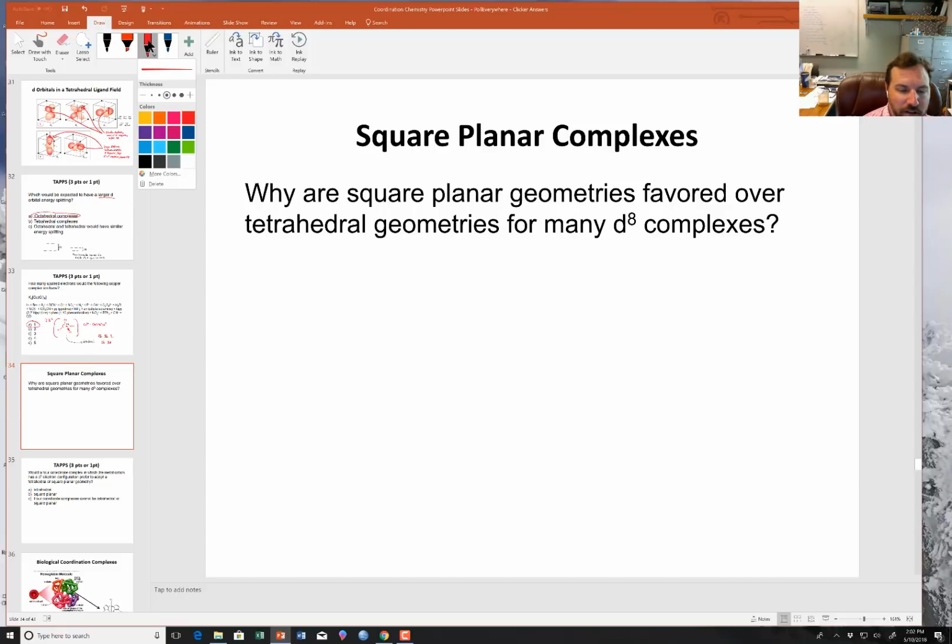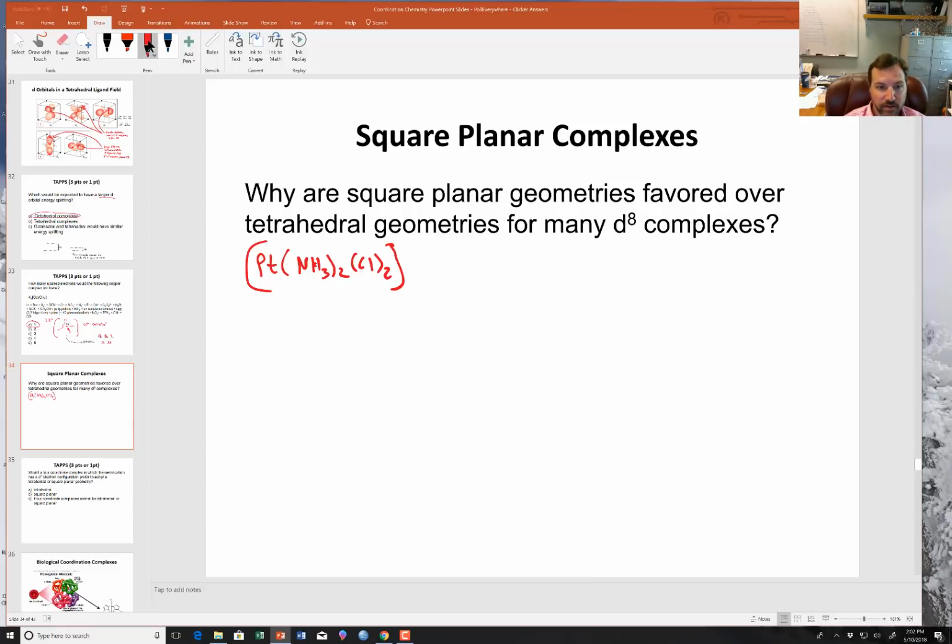So if we draw our cisplatin formula, we know that we have two amine ligands, two chloro ligands, platinum 2+, which makes this a neutral complex because chlorides each have a -1 charge.